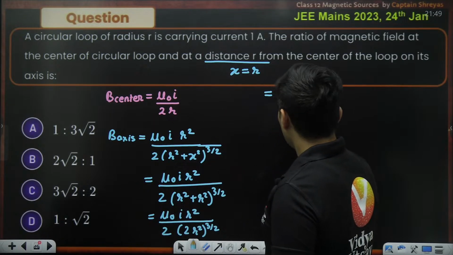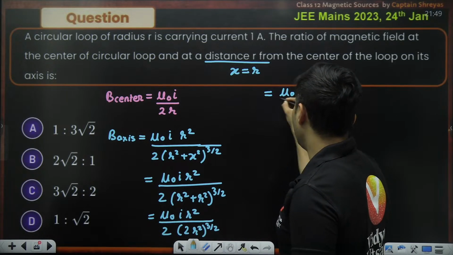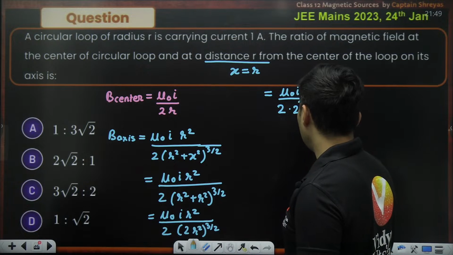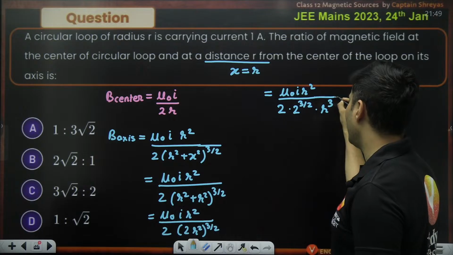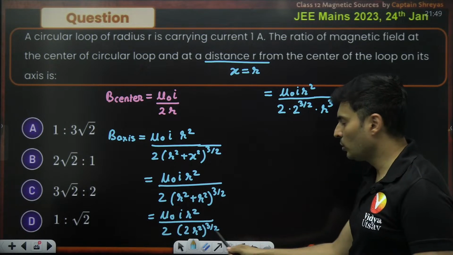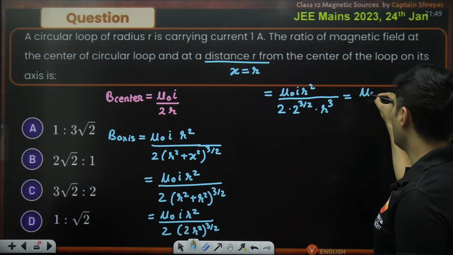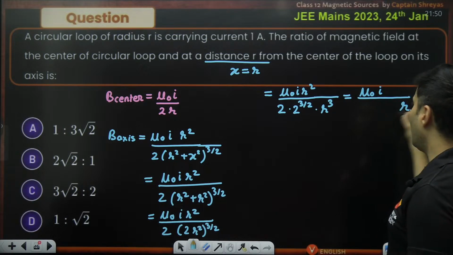So what will this become? Observe carefully. It will become mu naught I r square is there. 2 is also there. 2 raised to 3 by 2 is there. R square raised to 3 by 2 will become r raised to 3, because by 2 and into 2 will cancel. Yeah, 2 and 2 will cancel. This is not that difficult now. So this is mu naught I. R square and r cube will cancel. So only r is remaining.